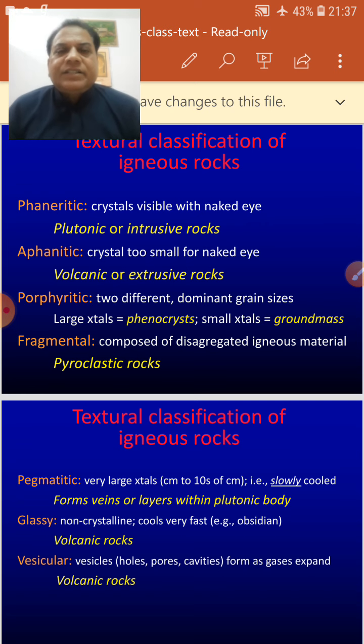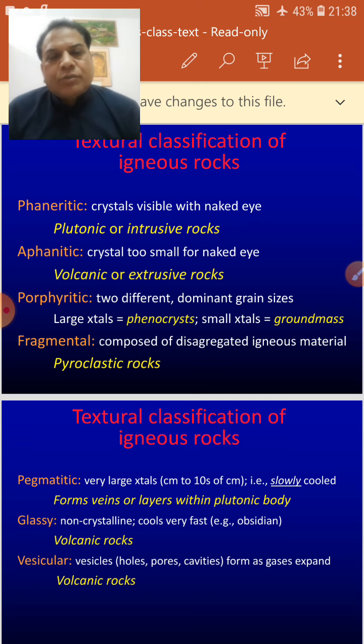Now the fragmental texture, that is rare, but it is found in volcanic breccia, tuff, welded tuff, all these things, because when there is violent volcanism, there is ejection of fragments, and these fragments get embedded or compacted in cementing or glassy material, and those rocks are called pyroclastics. The pegmatitic textural term means such igneous rocks have extremely large grain size, ranging from 10 centimeters and more, and these rocks have cooled very slowly, right?